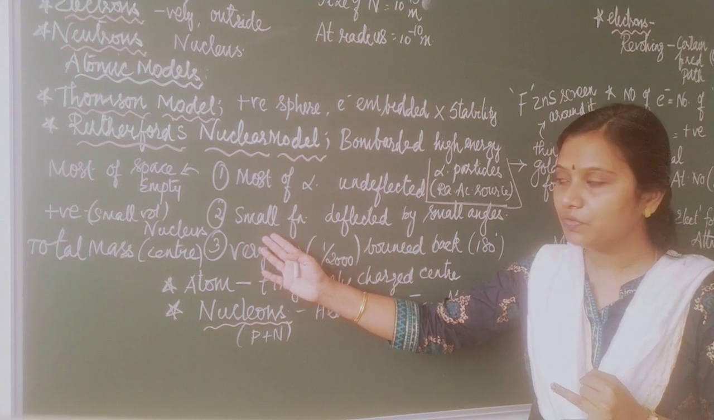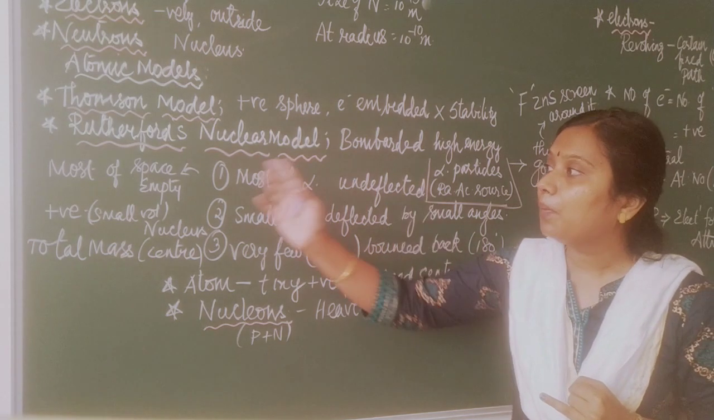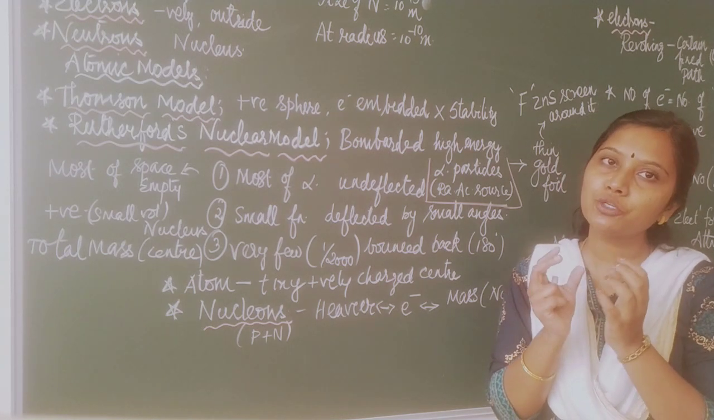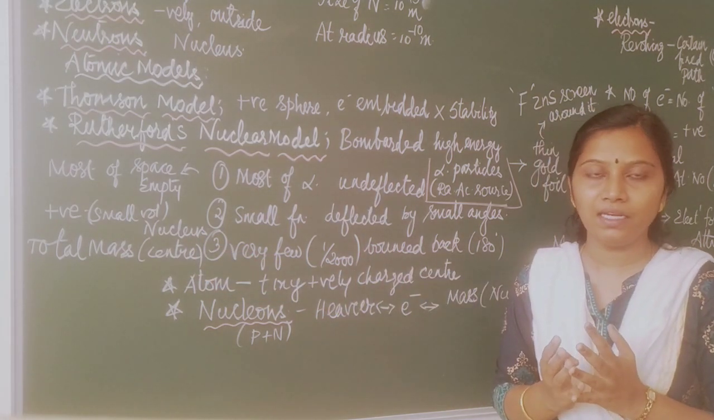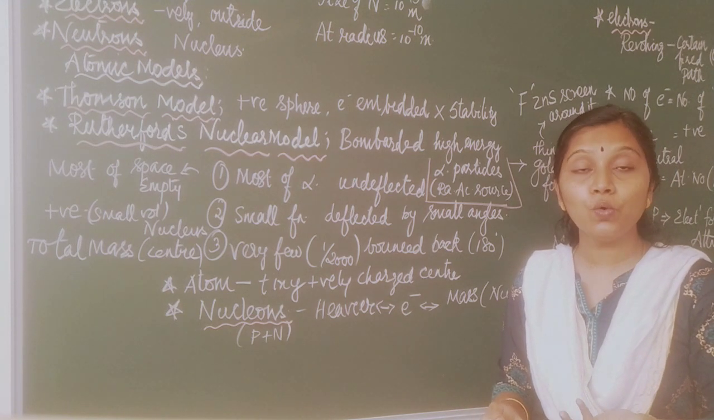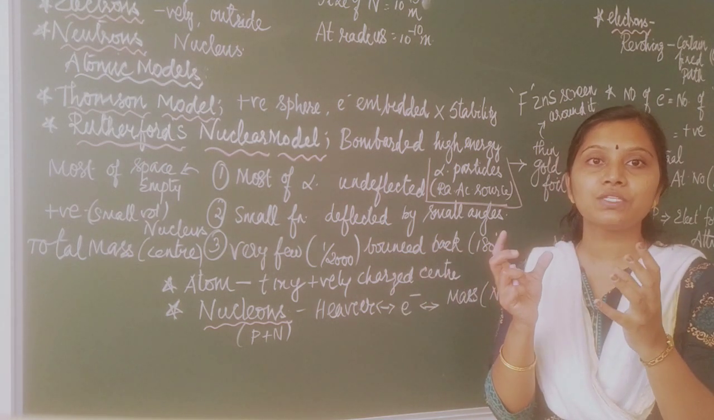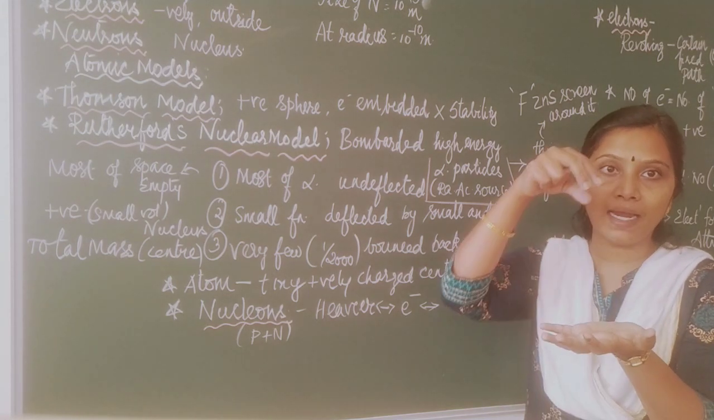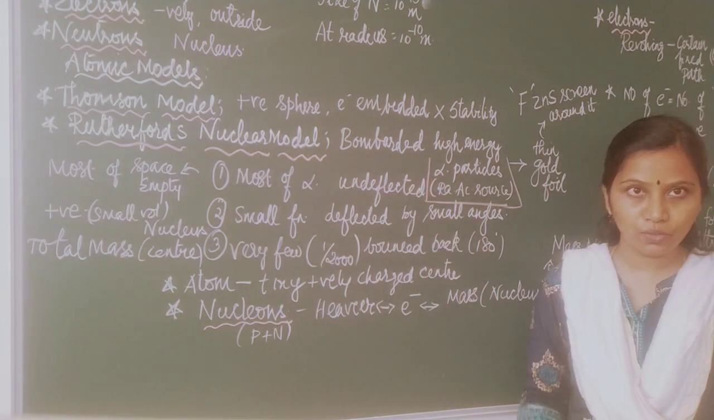Then what was the second observation? Only a small fraction were deflected by small angles. This shows that positively charged particles are present in the atom in a very small volume. They should be present in a very limited mass, and that part is said to be the nucleus. This is the second inference. The third inference: very few particles, that is 1 in 2000, were bounced back at an angle of 180 degrees, which shows that the entire mass of the atom should be concentrated in the central part. So the mass of the atom lies in the center. These are the three observations and three inferences from Rutherford's model.